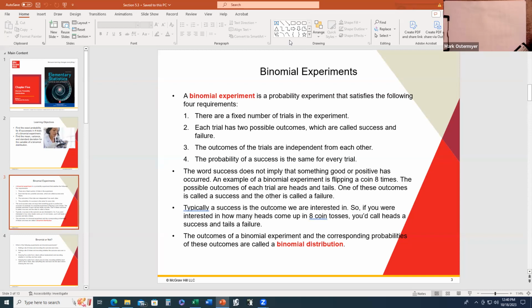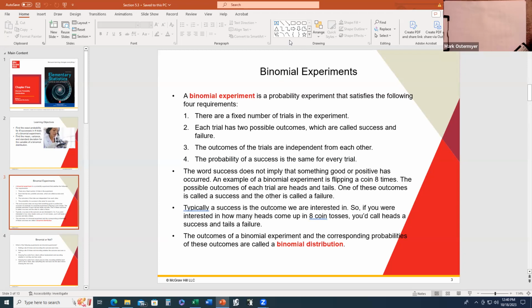Another example of a Bernoulli trial would be rolling a die. I could either roll an odd face or I could roll a what? An even face. So there's two possible outcomes for that particular experiment. We would call that a Bernoulli trial, and therefore a binomial experiment, provided that there are a fixed number of trials in the experiment. Each trial has two possible outcomes.